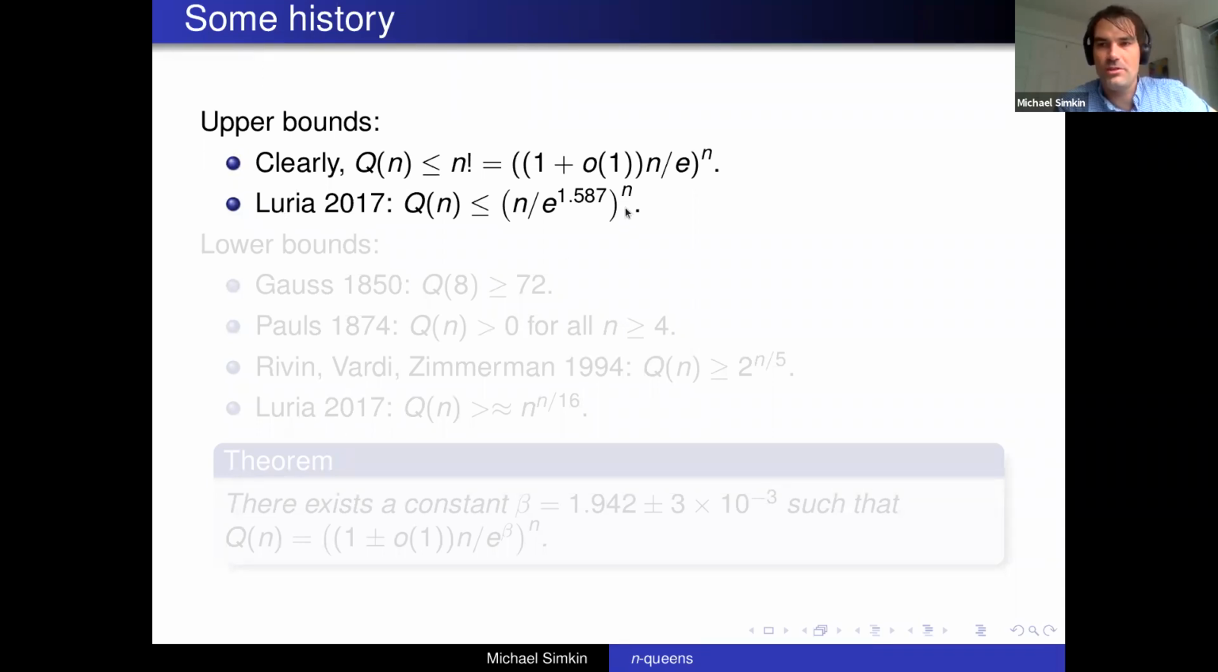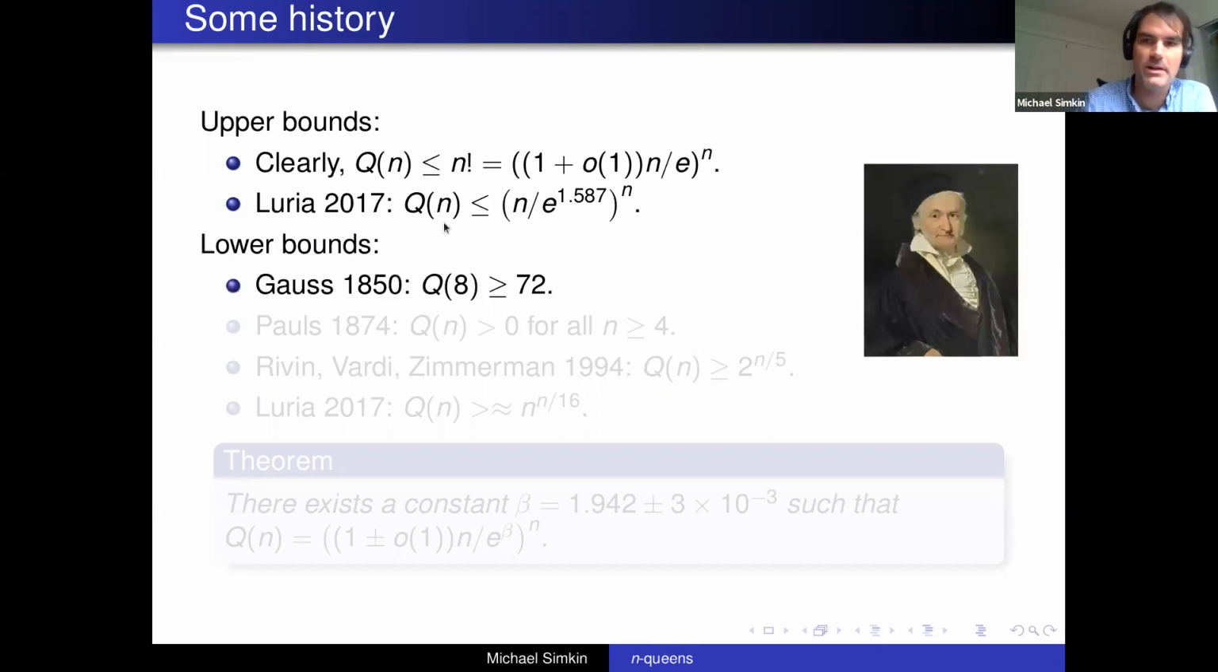It uses something called the entropy method, which will play a role in my own proof. I'll say a little bit about this one later. Now, in terms of lower bounds, famously, Gauss himself thought about this problem, and he found 72 solutions for the 8 queens problem.